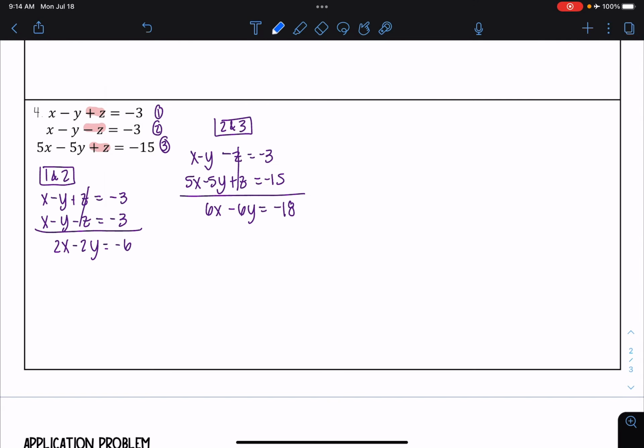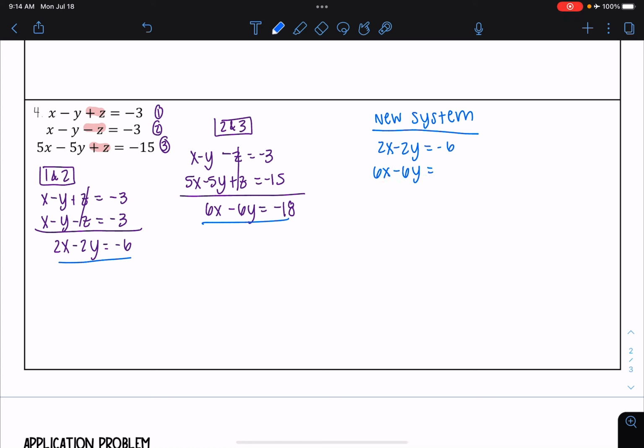So I eliminated the variable, so now I have a two-variable system. And so now I can solve this new system. And so I have 2x minus 2y equals -6, and 6x minus 6y is equal to -18. And here I'm going to go ahead and eliminate x. So that means I need to multiply my top equation by -3 so I can get a -6x, because I want my x to have the same coefficient with opposite sign.